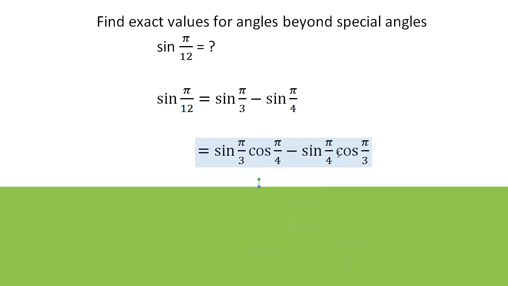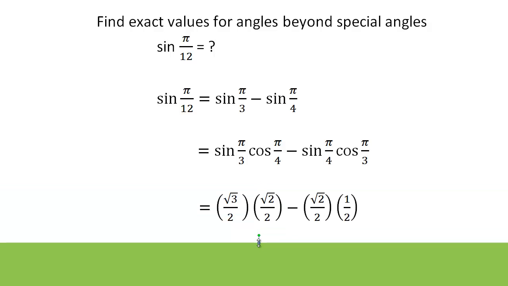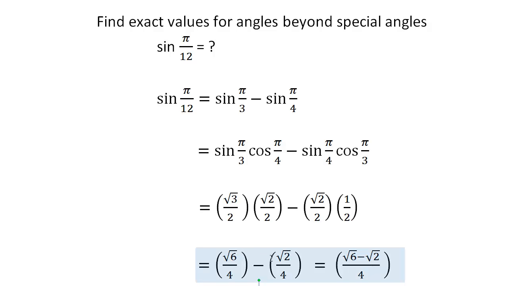Well, because those are all special angles, we know those values. Sine of pi over 3 is the square root of 3 over 2. Cosine of pi over 4 is the square root of 2 over 2. Sine of pi over 4 is the square root of 2 over 2. And the cosine of pi over 3 is 1/2. And from there, it's just a little bit of algebra to simplify that as much as we can. It's the square root of 6 minus the square root of 2 over 4. That's the exact value for the sine of pi over 12, or 15 degrees.